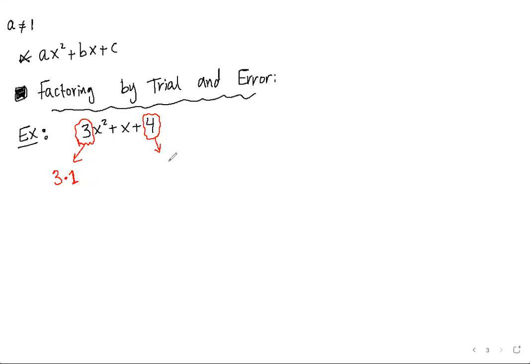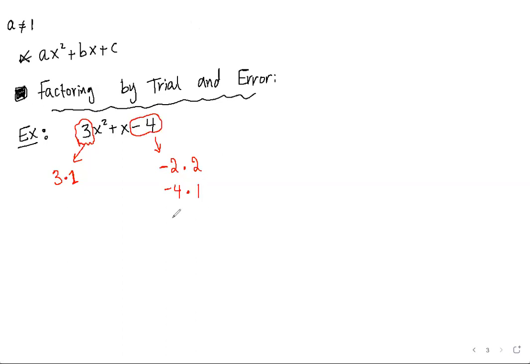Here, what are the factors for number 4? 2 and 2, 2 times 2. What else? 4 and 1. Hold on, because this one is not going to work, let me change it to the minus. Now it's going to work. So x minus 4. What are the factors for the minus 4? -2 times 2, or -1 times 4.